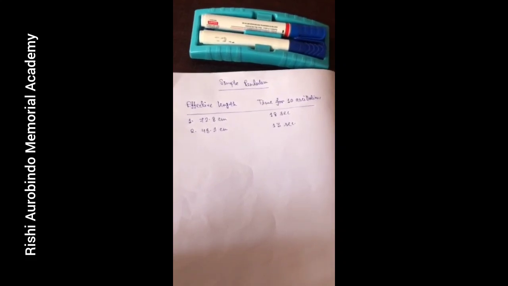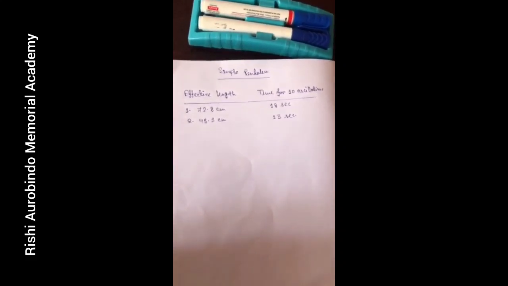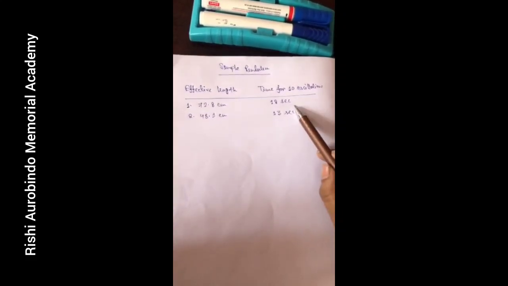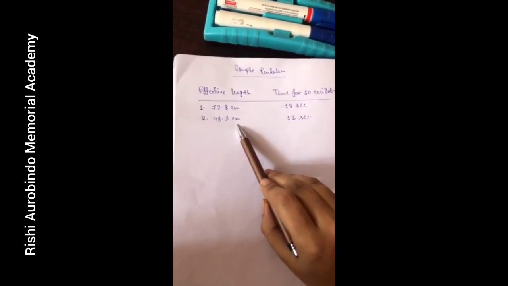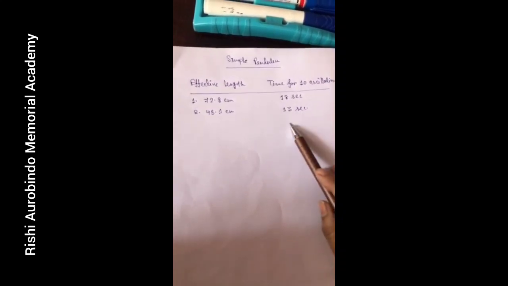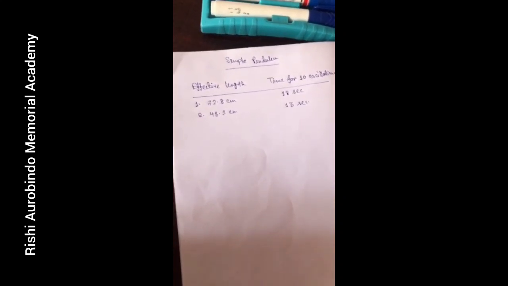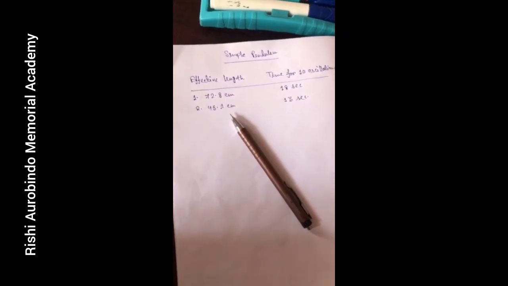So we can see for the first set of reading, when the effective length is 72.8 centimeter, the time taken for 10 oscillations is 18 seconds. And when the length is 43.1 centimeter, then the time for 10 oscillations is 13 seconds. So we can see that when the length is greater, time taken for 10 oscillations is greater. And when we are decreasing the length, the time for 10 oscillations is also decreasing.